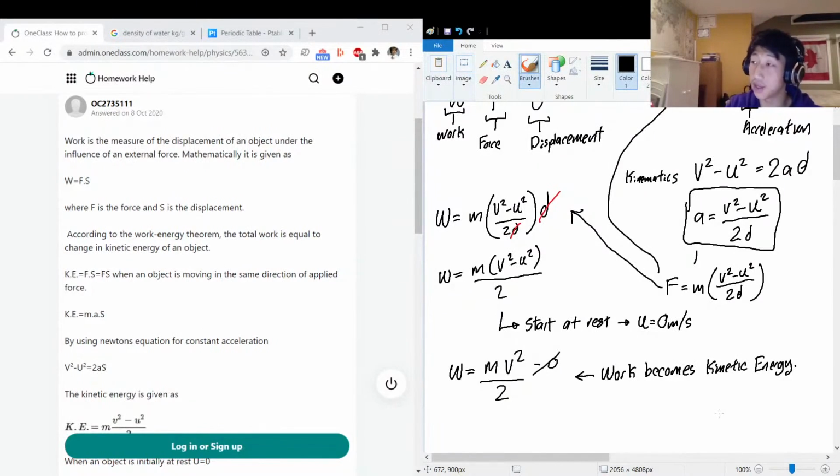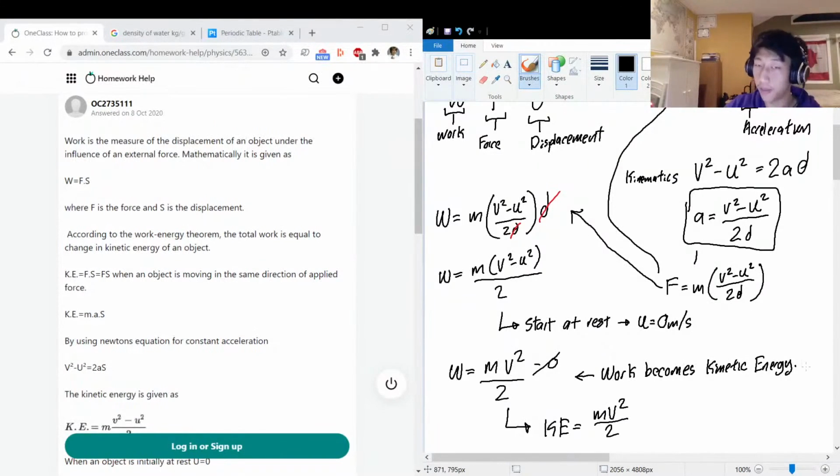And you can see if I started at rest, I give it a little push, I apply a force over a distance, I apply some work on it, I added work to it, so that means that the energy from the work is converted into kinetic energy. And it follows the exact same equation. So this becomes KE equals mv squared over 2.